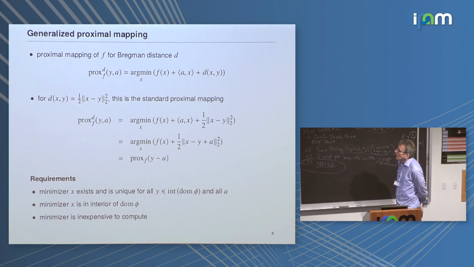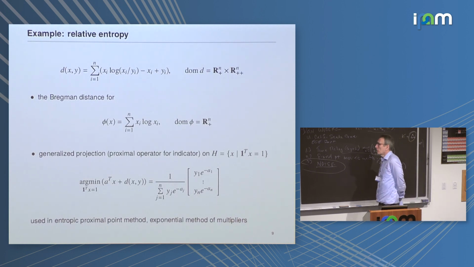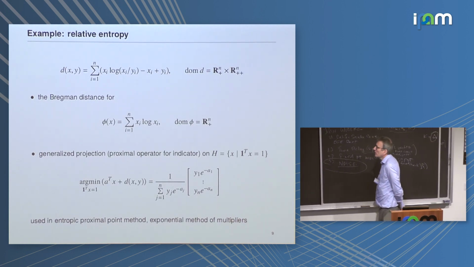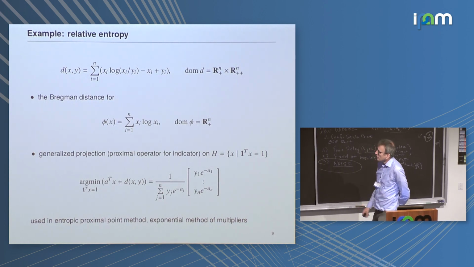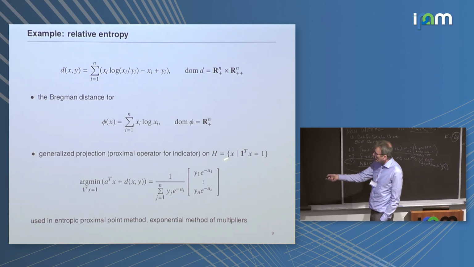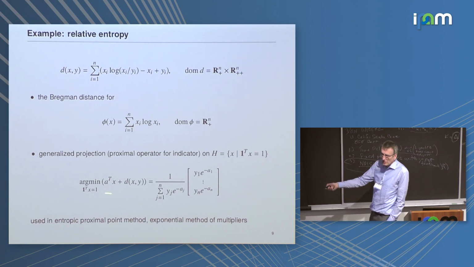Right? So the best known application of this is the entropy. If you take the Bregman distance for the negative entropy on the non-negative orthant, then you get the relative entropy as a generalized distance. And it's interesting because if you do the generalized projection on the hyperplane, there is a simple closed-form formula for this generalized projection. In this case, it's the generalized projection, or the proximal operator for the indicator function of this hyperplane, and you can solve this analytically, and that's the solution.